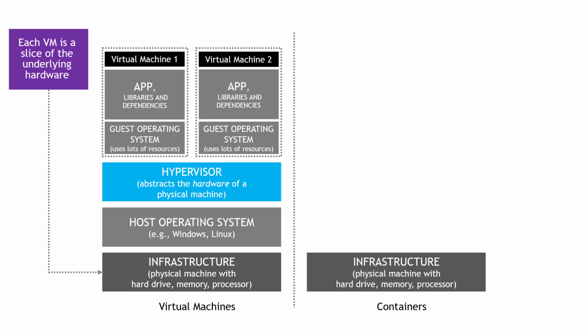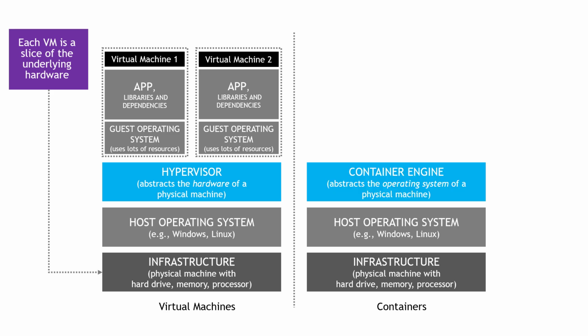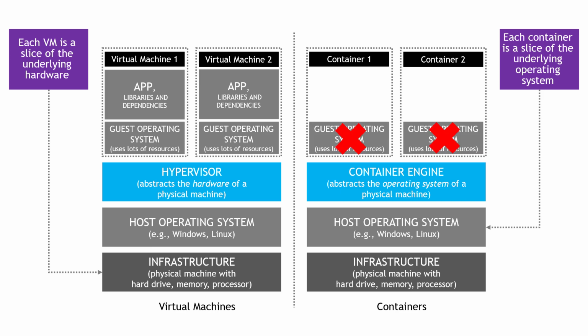Again, we start with the infrastructure, the physical machine with the hard drive, the memory, the processor. Similar to VMs, you would then have the host operating system. Instead of the traditional hypervisor, you would have a container engine, which abstracts the underlying operating system from the physical machine. And that means that each container is going to get a slice of the underlying operating system. That means you don't need this layer right here, having to install separate operating systems for each container like you would have to do with VMs.